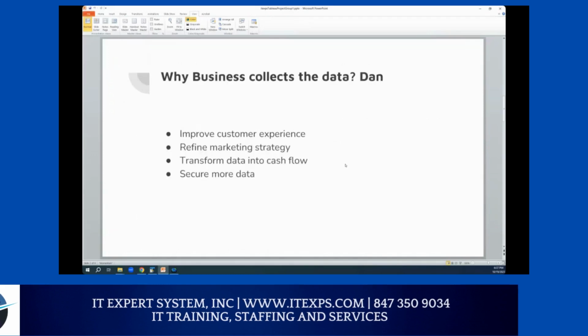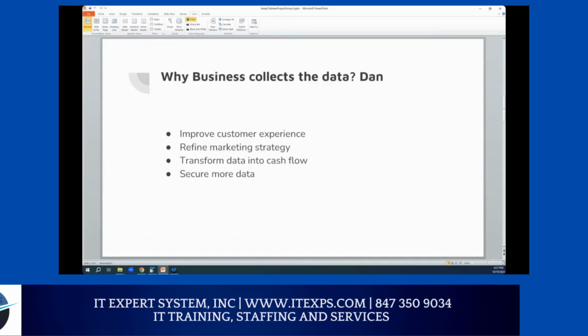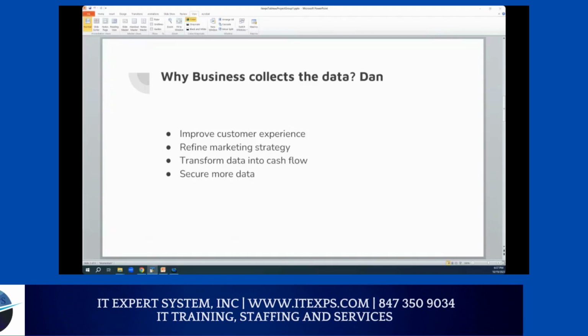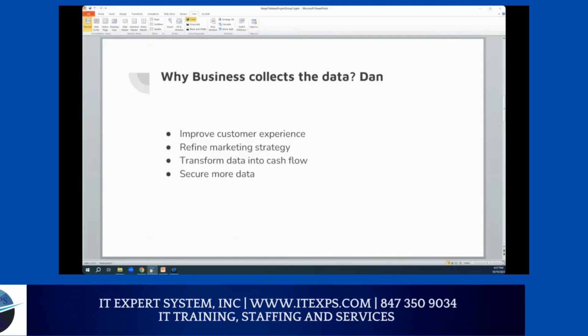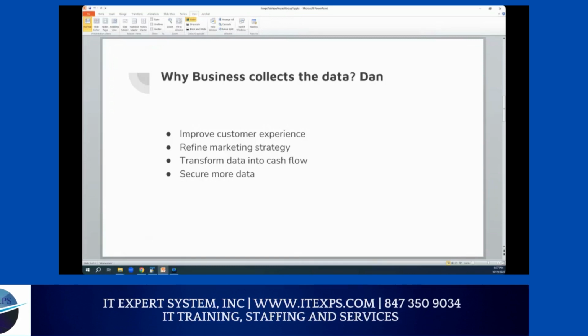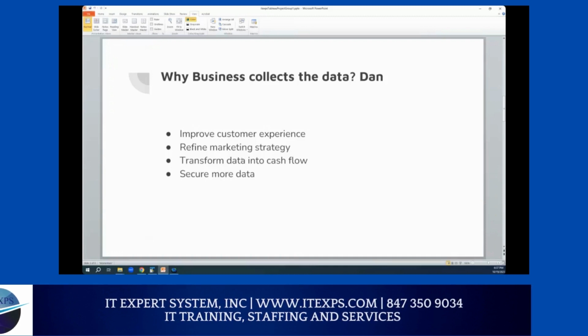Then we go to the next one: why business collects the data. And I put in here a couple of entries, like improve customer experience, refine marketing strategy, secure more data, transform data into cash flow. For instance, to improve the customer experience, business analyzes customer behavior and creates customized promotions and special offers based on customer data. And similar approaches with the others: marketing strategy. Business understands how consumers are engaging with and responding to its marketing campaigns and adjusts accordingly.